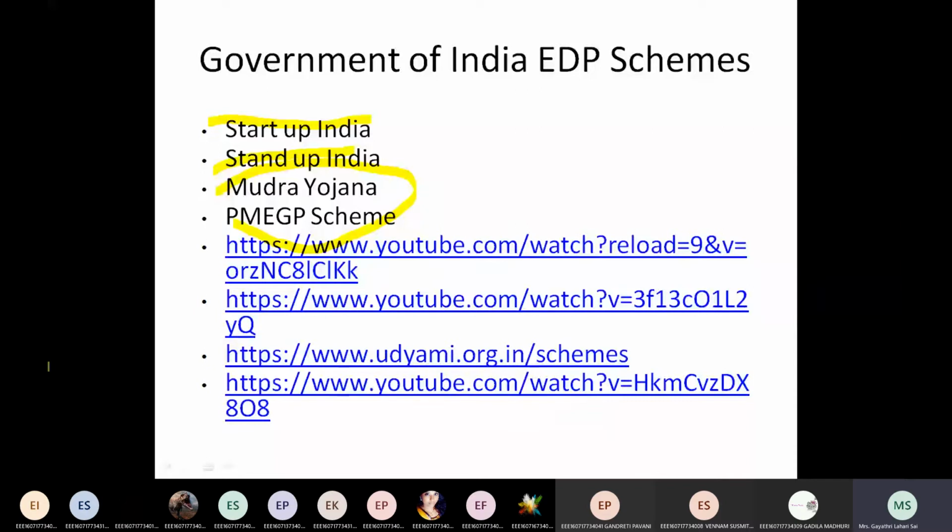In the Government of India, these are the four schemes given to the startup young entrepreneurs. Please all of you see this, and there are some links given here. You can click on it and study on it, right? That's all for today.